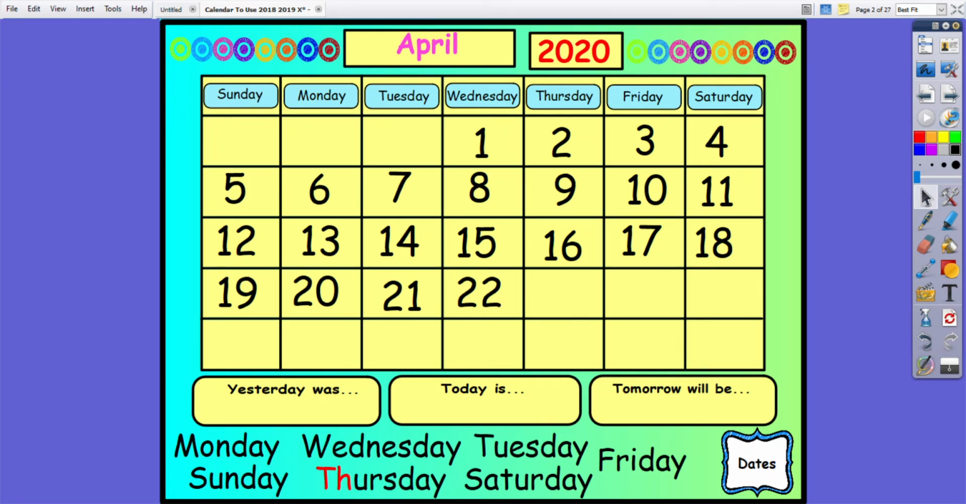Good morning, kindergarten. So here's a quick calendar for us to do this morning. It is April. Yesterday was April 22nd. But today we're going to add a new one. There it is, April 23rd. Today is April 23rd. So let's say it together. Today is April 23rd.